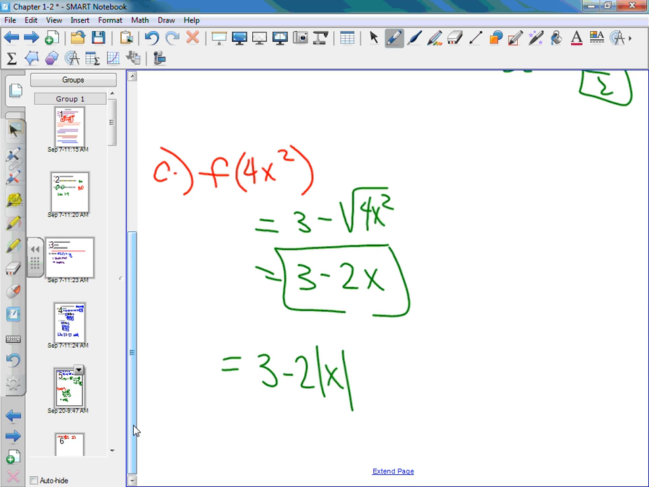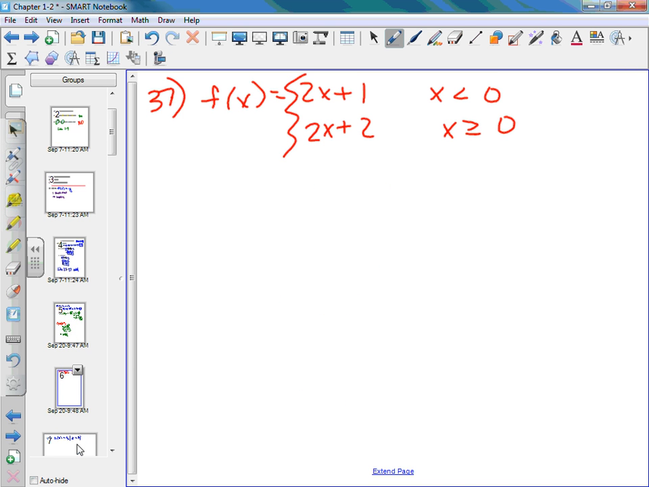If your mind is there and you can say, oh, well, I know this is that funny looking one Theodore was talking about, go ahead and put the absolute values in. If on the test your brain forgets to go there and you just give me the 3 minus 2x, mama's not happy. Okay? All right, moving right along.